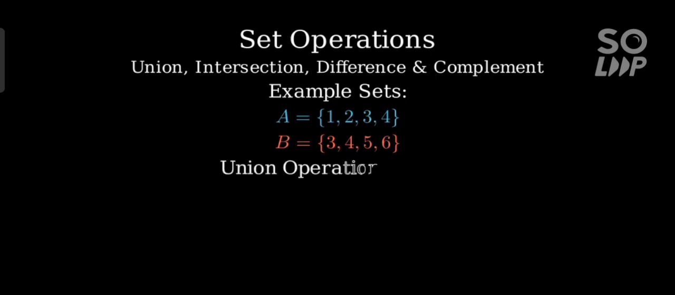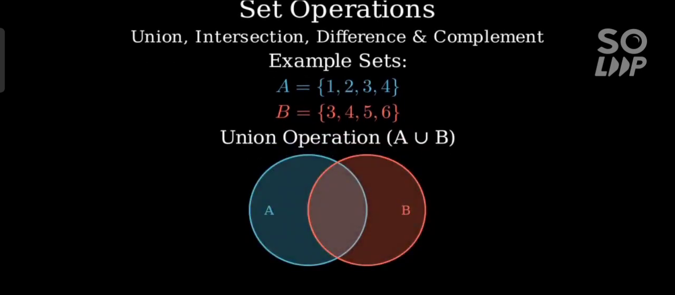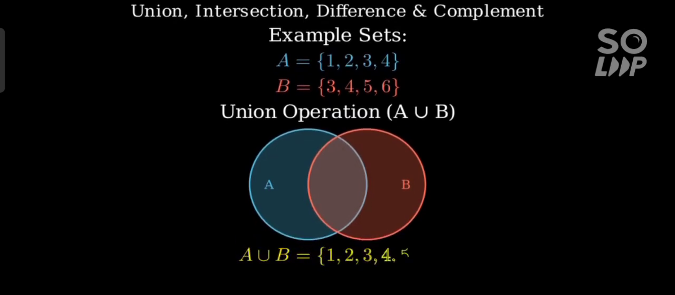Let's start with the union operation. The union of two sets includes all elements that are in either set A or set B or both. Let's visualize this with a Venn diagram. The union of sets A and B contains all numbers 1, 2, 3, 4, 5, and 6. Notice that 3 and 4 appear in both sets, but we only include them once in the union.